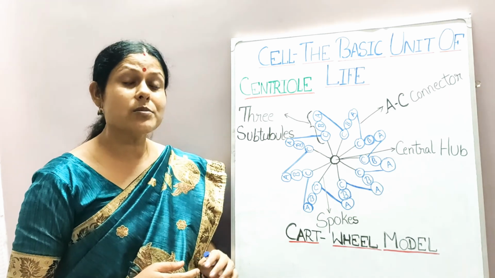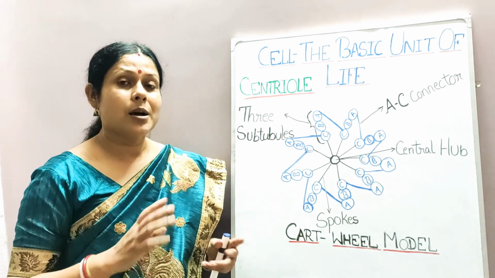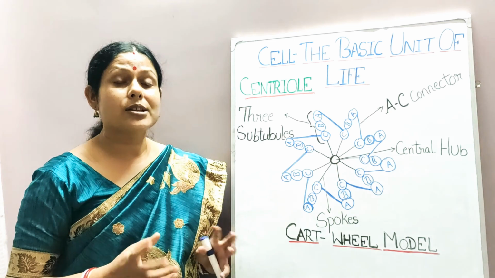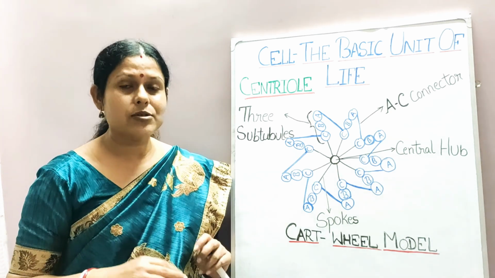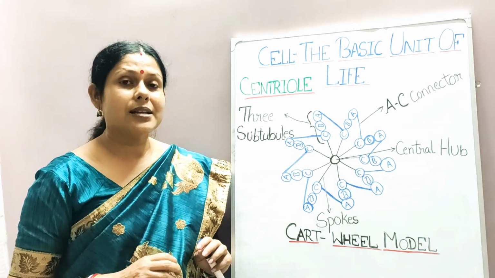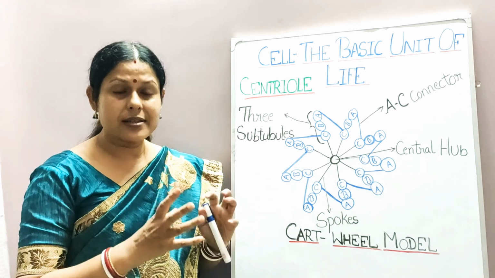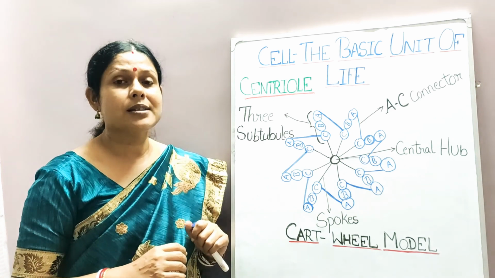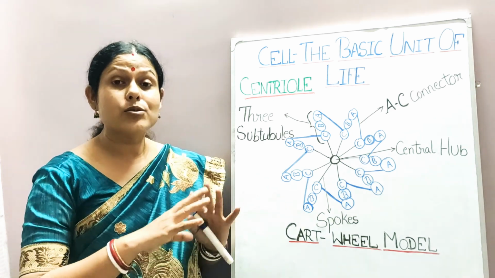The centrioles which are perpendicular to each other are known as the diplosome, because they are 2 in number. They occupy a certain space near the nucleus, and that is known as the centrosphere.